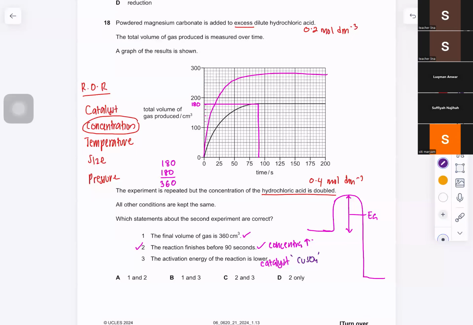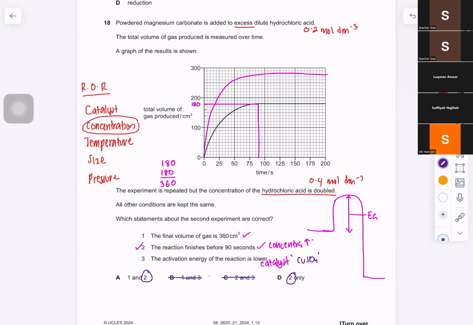So, meaning number 3 is wrong. So, teacher cancels number 3. So, now it is 1 and 2 only. So we check again. Number 2, yes, correct that one. Now we check number 1.